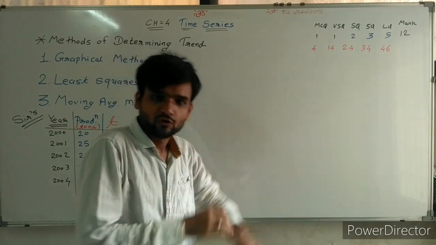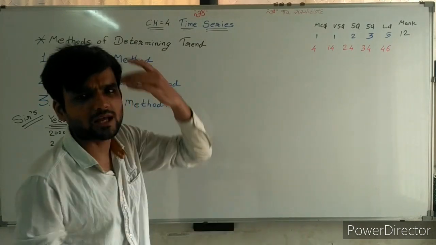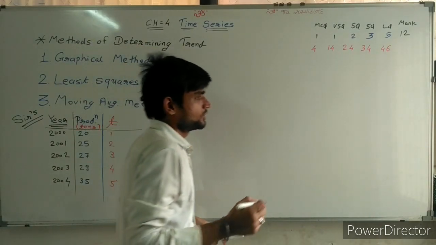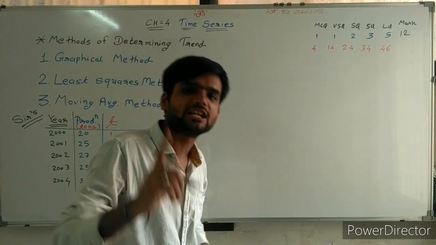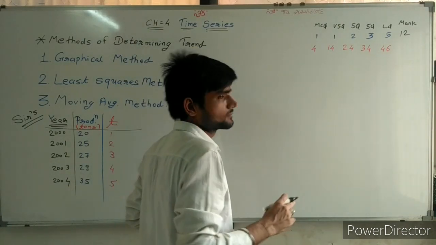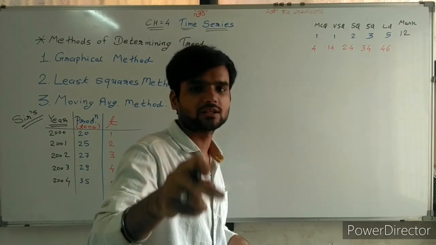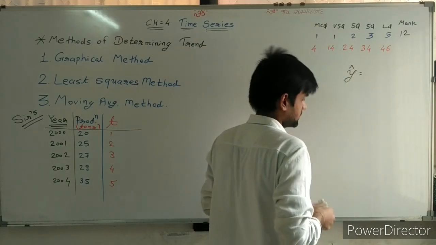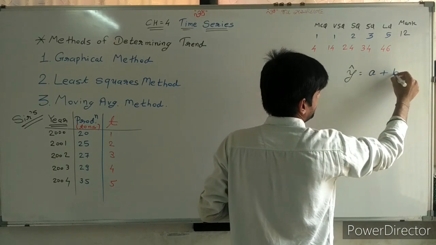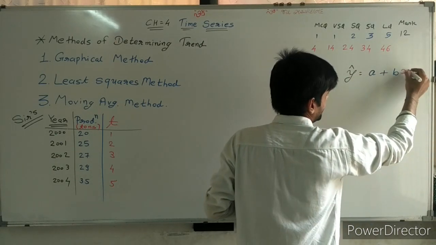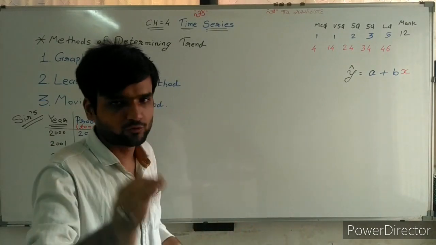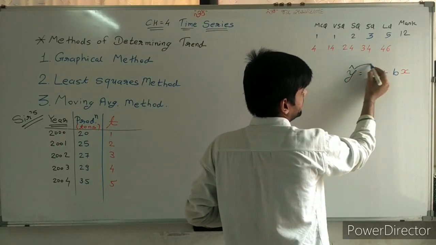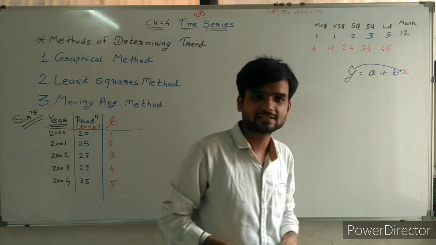Now see, for explaining you least square method, first of all I am explaining you chapter number 3, regression line y on x. Y cap is equal to a plus b x. I think all of you have knowledge about this. Here y depends on x.